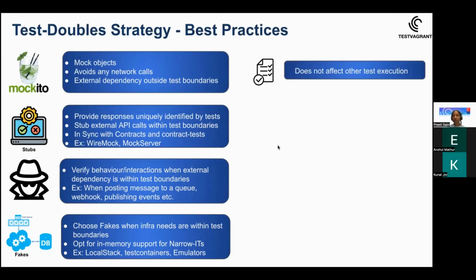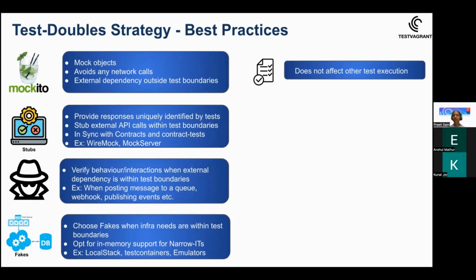Moving on to a few of the best practices, maybe just to run through quickly here. When you are creating your objects, stubs, fakes, or any of these test doubles, these are independent. They do not affect the test execution.